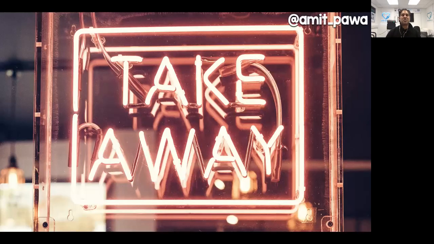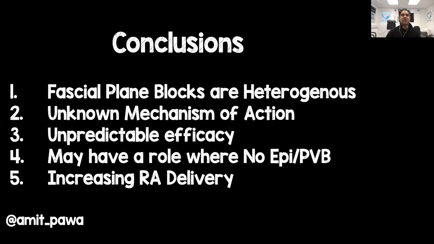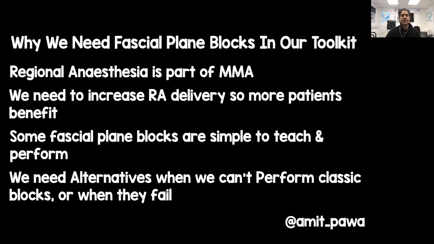So what are the takeaway points? We're coming to the end now. So the conclusions, as I stated at the beginning: fascial plane blocks are heterogeneous. They have an unknown mechanism of action with unpredictable efficacy, but they may well have a role where there's no epidural or paravertebral block, and also they help us to increase the delivery of regional anaesthesia by those who don't necessarily have a large skill base, but we can start with simple techniques that may give patients some benefits.